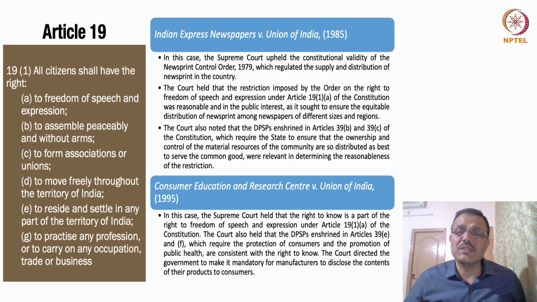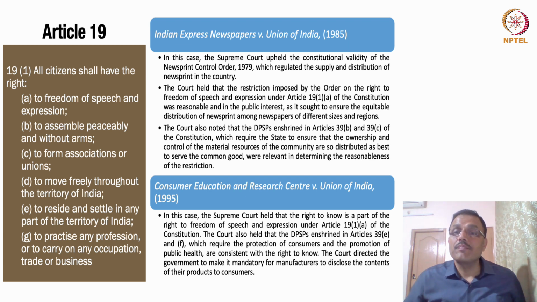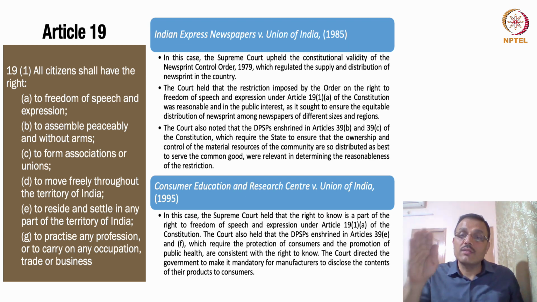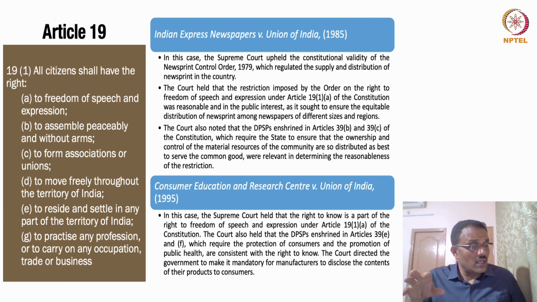It was challenged by Indian Express as violating freedom of speech and expression, but the court did find a balancing of interests because they said the ownership and control of material resources of the state or the community should be done so as to serve the common good of every individual. So it is the greatest happiness of the greatest number. And hence, please note, reasonable restrictions are sometimes necessitated by the security of the state, and hence the newsprint control order was fine, is what the court had to say.